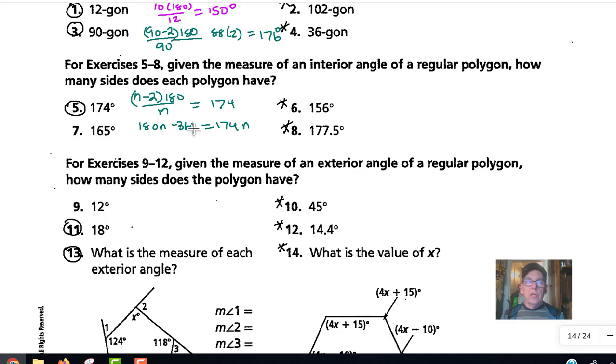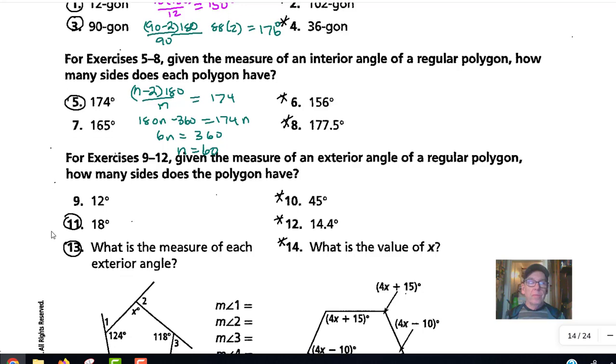Now get n's all together and numbers on the other side. Take 174n away from both sides. We have 6 n's. Add 360 to both sides, equals 360. Divide by 6. N is going to be 60. So this is a 60-gon. It's going to give us the 174 degree angles. And then you can do the same for number 6 and number 8.